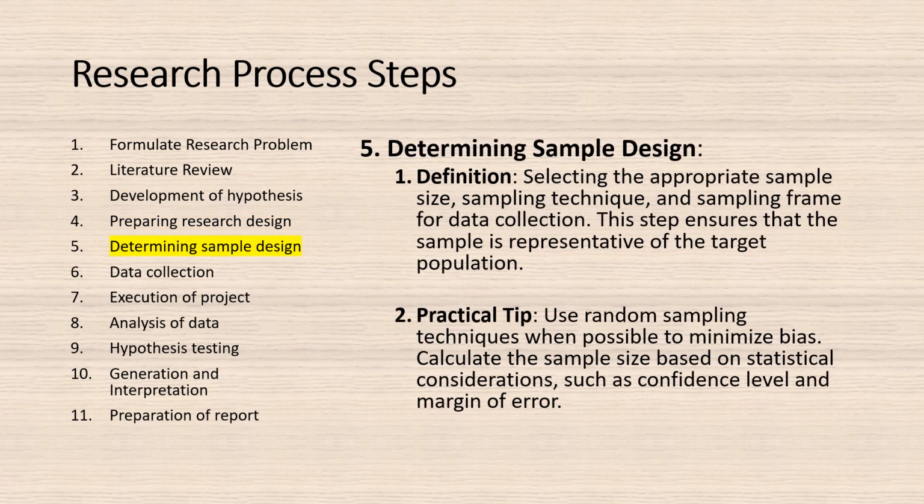Research process steps: 5. Determining sample design. Definition: selecting the appropriate sample size, sampling technique, and sampling frame for data collection. This step ensures that the sample is representative of the target population. Practical tip: use random sampling techniques when possible to minimize bias. Calculate the sample size based on statistical considerations, such as confidence level and margin of error.